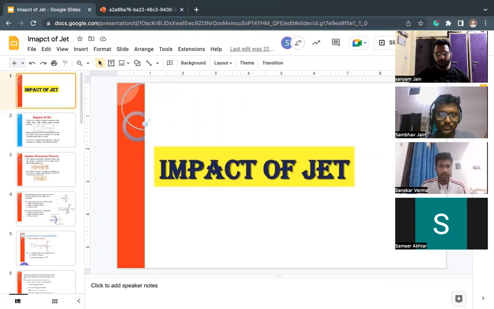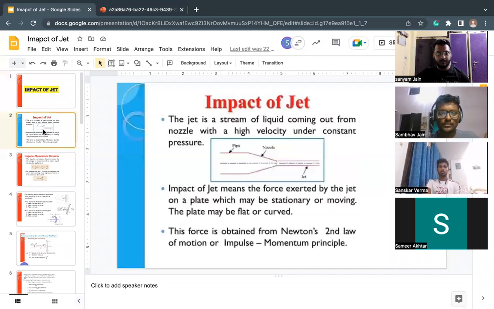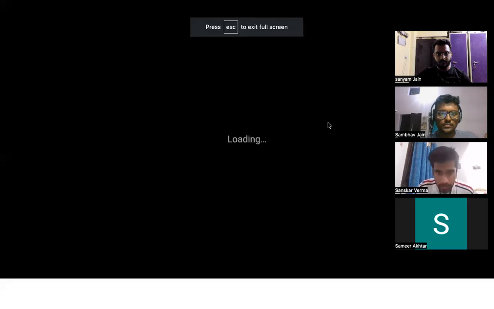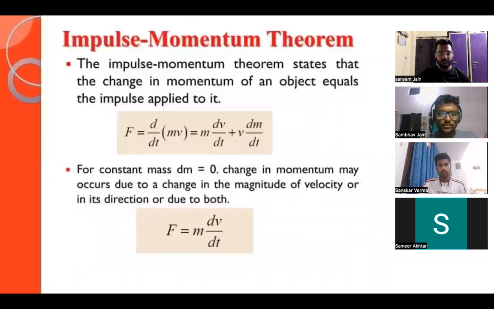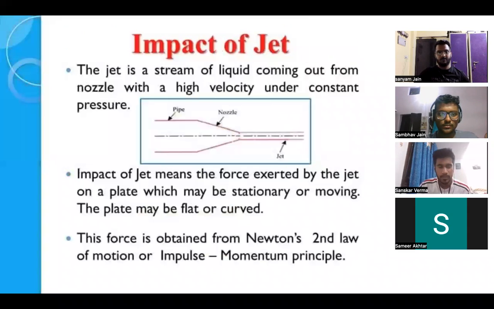So after RTT, now coming on to the impact of jet. Here we are talking about how the jet stream strikes different surfaces. So basically we'll start with what a jet is. The jet stream is a liquid coming out from a nozzle with a high velocity under a constant pressure.